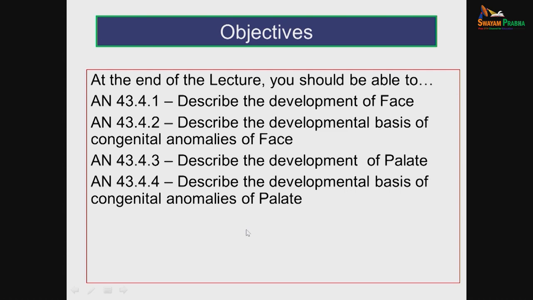First, let us look at the objectives of this class. At the end of this lecture, you should be able to describe the development of face. Describe the developmental basis of congenital anomalies of face. Describe the development of palate and also describe the developmental basis of congenital anomalies of palate.